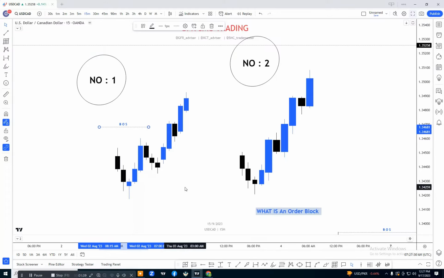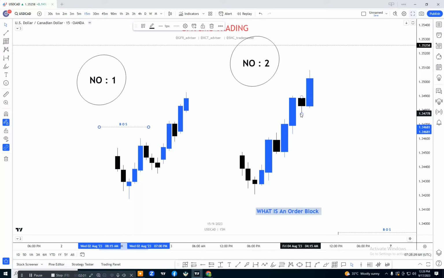Same scenario will be applicable in a bearish market. If the market is in a bearish trend, then we wait for the breakout of structure in the market. After confirmation of breakout of structure, we will simply find our last buying candle before the whole down move, which will be considered as our bearish order block.